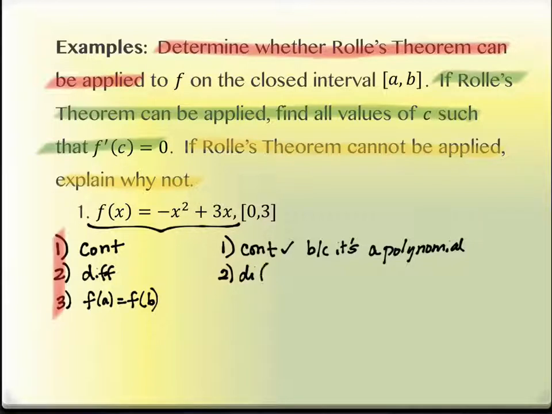Differentiable. The reality is that the reason's the same. Polynomials are wonderful. They do everything we want them to do. They're continuous, they're differentiable. They're just such nicely behaved functions. And the reality is it simply is because it's a polynomial. And polynomials are differentiable and continuous on all real numbers.